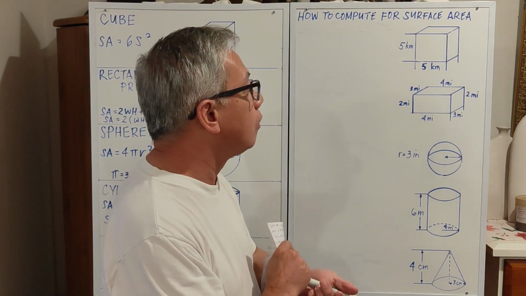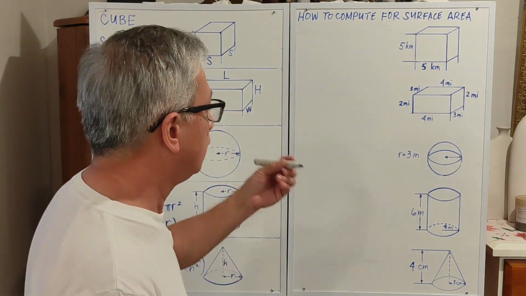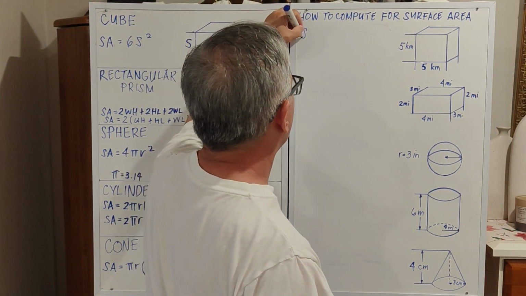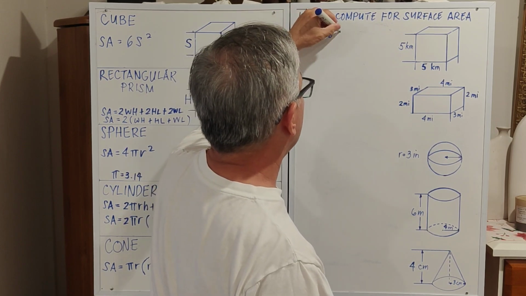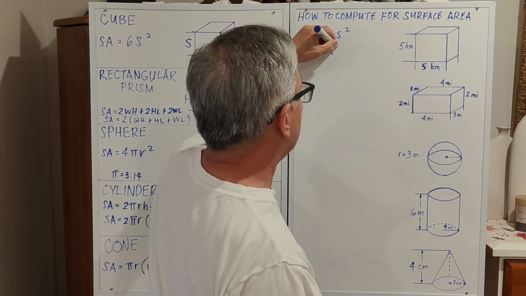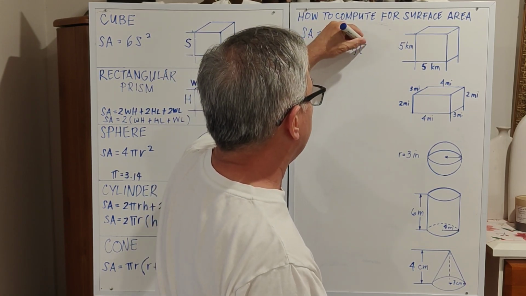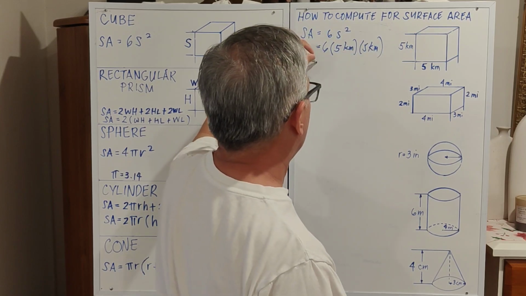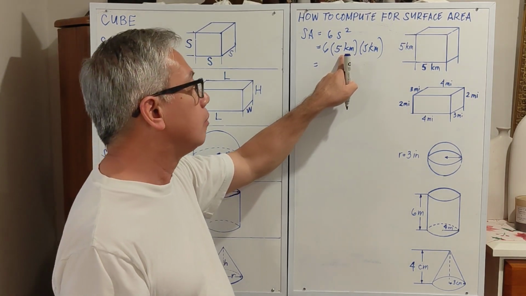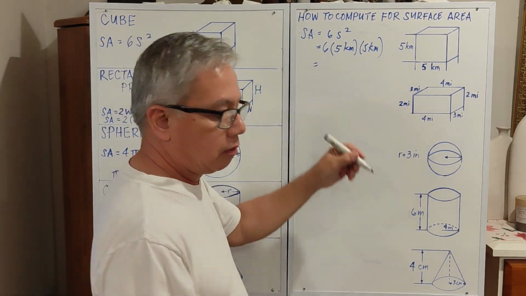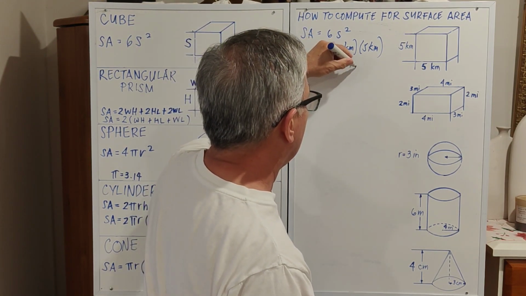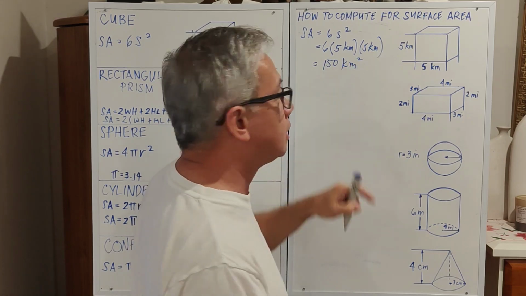We have a cube of 5 kilometers on the side. The formula for the cube is 6s squared. We just plug in the values. 6 times s, which is 5 kilometers, times 5 kilometers. We have 6 times 5 is 30 kilometers, times 5 is 150 kilometers squared. Kilometers times kilometers is kilometers squared.